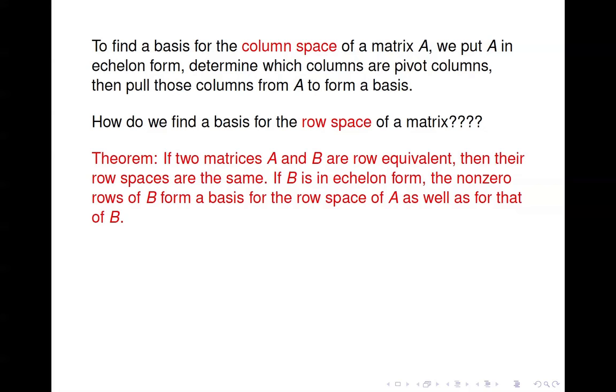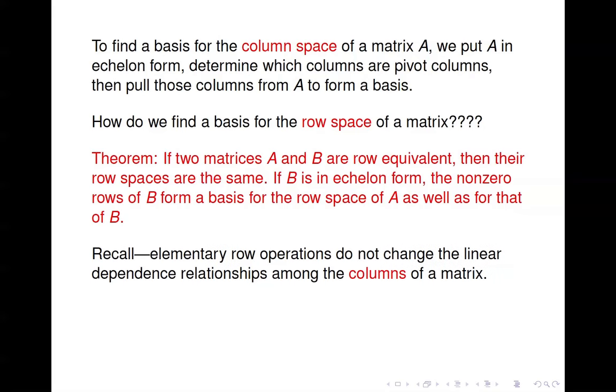Okay, so this tells us to find a basis for the row space of A, we put it in echelon form and pull the non-zero rows from that echelon form matrix, and we have a basis for the row space of the original matrix plus the echelon form matrix and any intermediate matrices that we encountered. Okay, so again, elementary row operations do not change this.